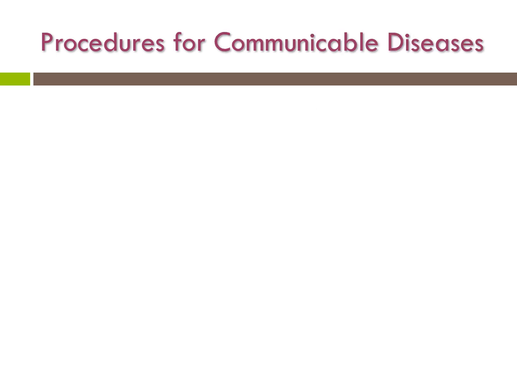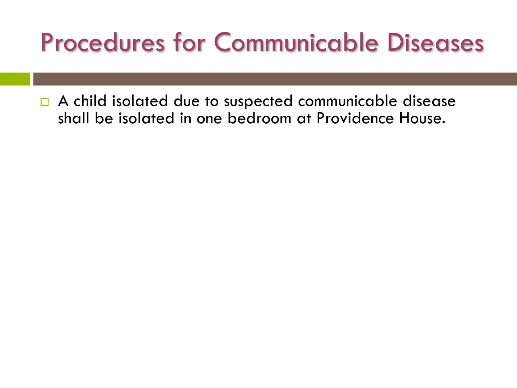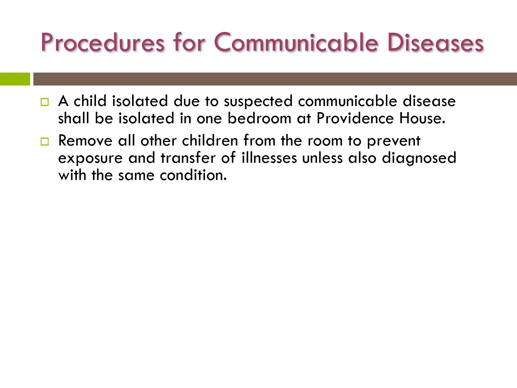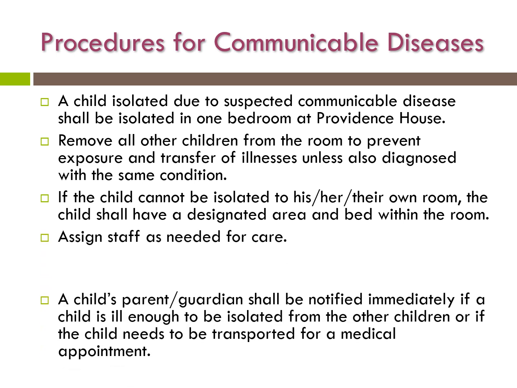What are the procedures for handling communicable diseases? A child isolated due to suspected communicable disease shall be isolated in one bedroom at Providence House. Remove all other children from the room to prevent exposure and transfer of illnesses unless also diagnosed with the same condition. If the child cannot be isolated to his, her, their own room, the child shall have a designated area and bed within the room. Assign staff as needed for care.